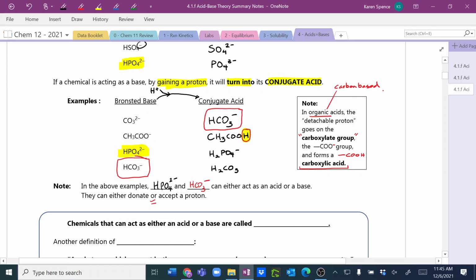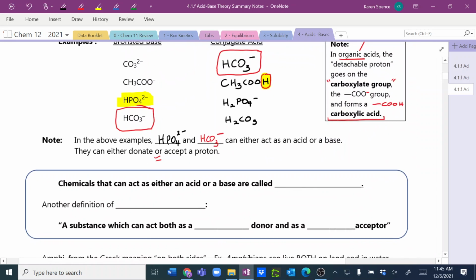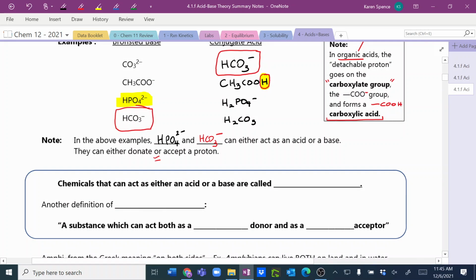Chemicals that can act as either an acid or base, what are they called? See if you can remember and tell your partner what you can remember. Amphi something. And what are they giving or taking? A proton, therefore they are amphiprotic. Yes. Okay.